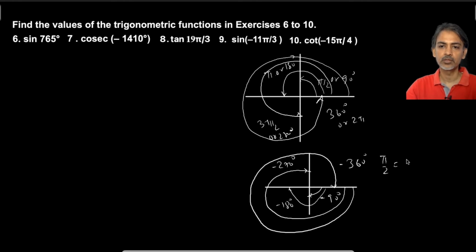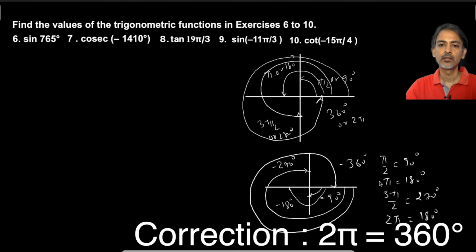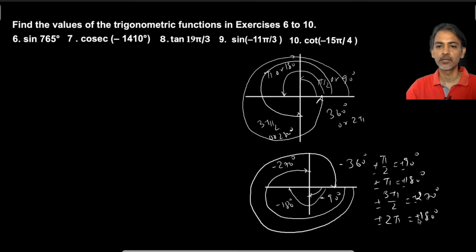Pi by 2 equals 90 degrees, then pi equals 180 degrees, and then 3 pi by 2 equals 270 degrees, and then similarly your 2 pi is 360 degrees. So if you put it plus and minus, it will be also plus and minus for each of these. Alright, so now you can either go in one direction or another.